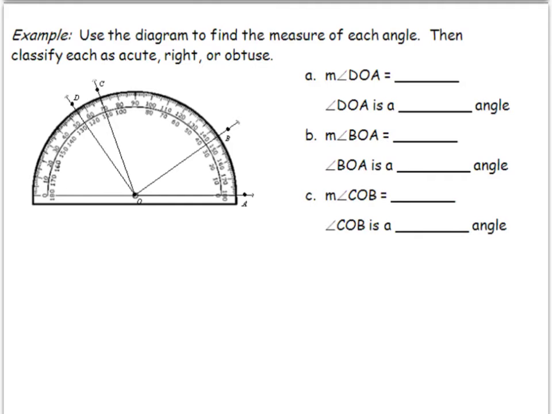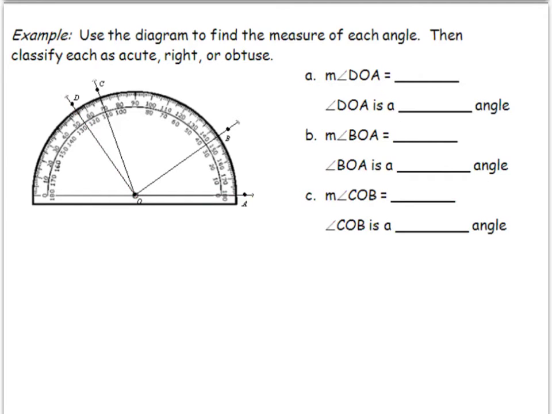So what happens when we give an example and we give you a protractor? I'm going to ask you to find out what the measure of each of the following angles is. And then what you're going to do is you're going to classify that angle as either acute, right, or obtuse using the definitions we just talked about. So the first example is angle DOA. So we're going to figure out, oh, well, there's point D. We're going to go to O, and we're going to go to A. So we're talking about this angle right here. Now that I've drawn all over it.